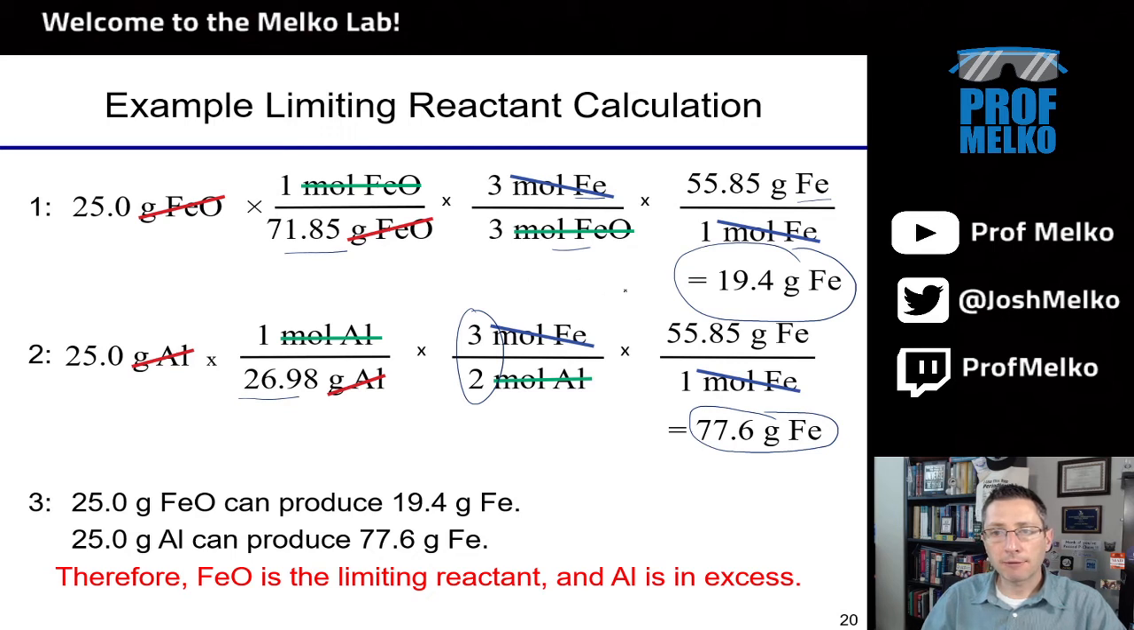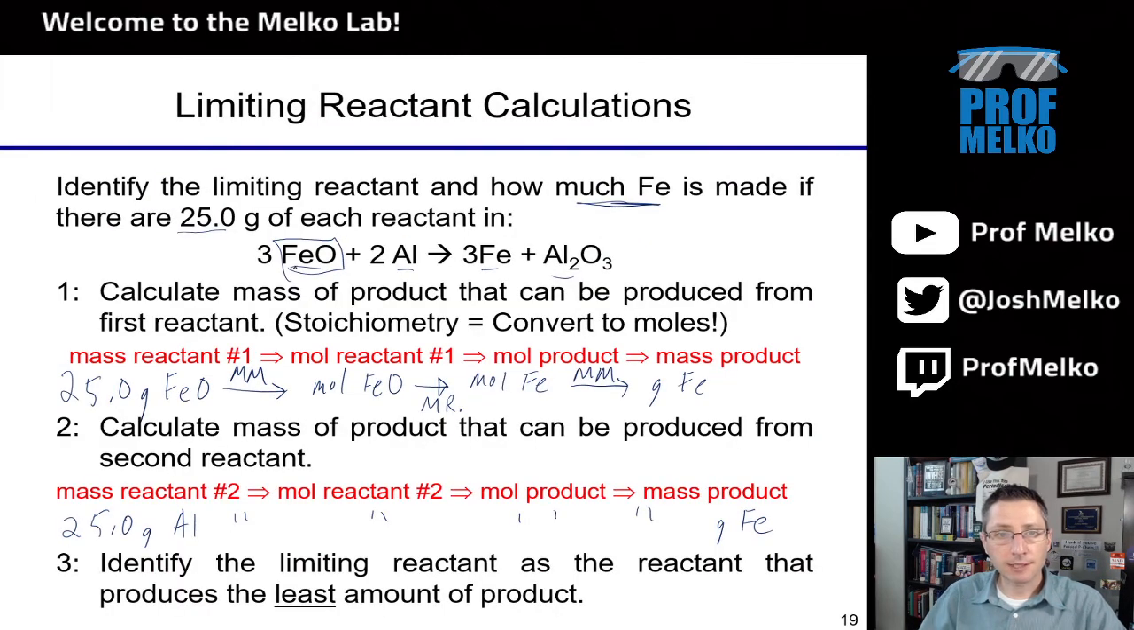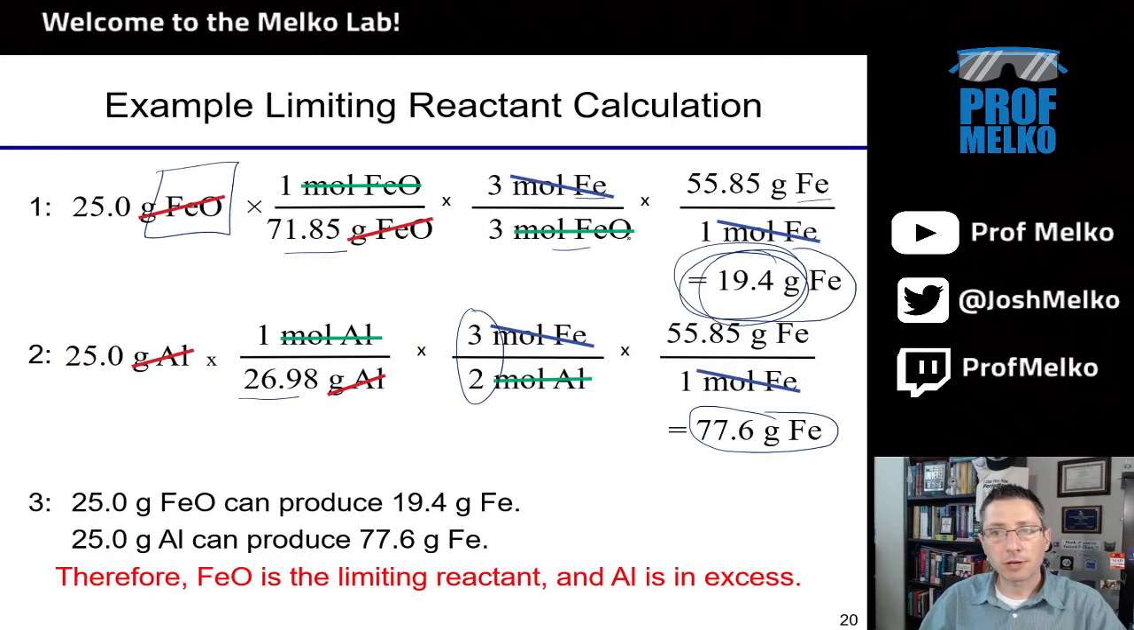So clearly FeO here is limiting the reaction. Why? Because it's only capable of making 19. There's enough aluminum to make 78 grams, right? But we're only going to make 19 because the iron oxide runs out. And we need this iron oxide in order to make the iron. Okay, so if we use up all the iron oxide, we make 19.4 grams of iron. So iron oxide here is the limiting reactant. Since it's making the smaller number, aluminum would be in excess.